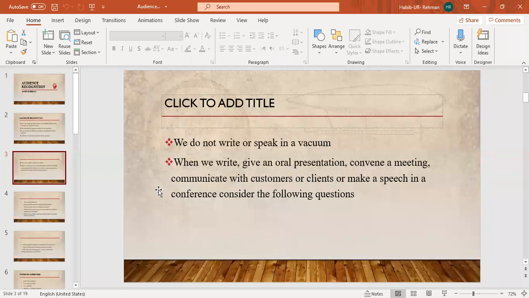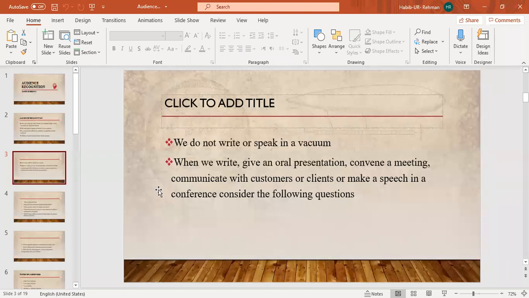Whenever we communicate, we do not communicate in a vacuum. It means that when we communicate, there's always a person who receives our communication, who understands it, and who responds to it. So there is always a person receiving your information or reading your message. If there is no audience, if there is no reader, what's the purpose of writing something? There must be a second person, a receiver or a reader, in order to communicate effectively.